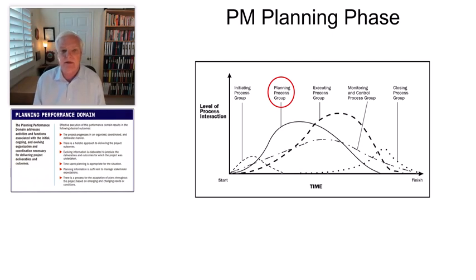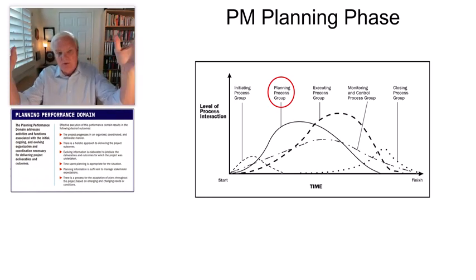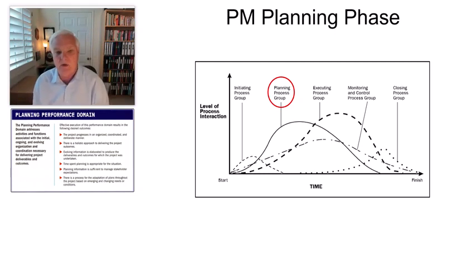So from a PMI PMBOK perspective, they show this flow of time across one domain and the levels of process interaction that are required. And you can see that the planning process group falls out of the planning performance domain. So go ahead and grab your PMBOK, the new PMBOK, and go to page 51. And on page 51, you're going to see that planning performance domain. It's going to walk you through all of the components necessary, but ultimately we've taken all the scope that we knew and the project charter, and we've pulled it down into the point now where we're going to really start to put together a solid plan.